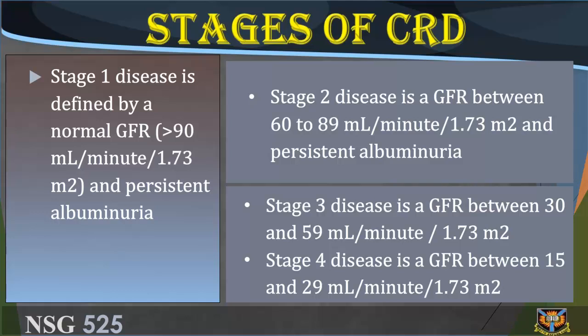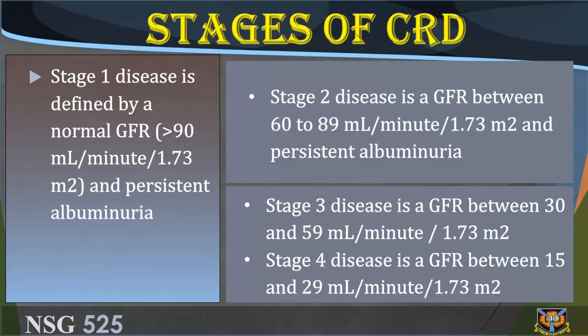Stages of chronic renal disease. Chronic kidney disease is divided into different stages of disease according to GFR and presence of albuminuria. Stage 1 disease is defined by a normal GFR of 90 or more ml per minute per 1.73 meters squared and persistent albuminuria. Stage 2 disease is a GFR between 60 to 89 ml per minute per 1.73 meters squared and persistent albuminuria.